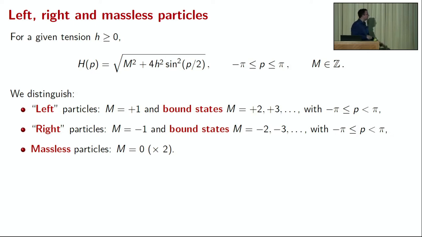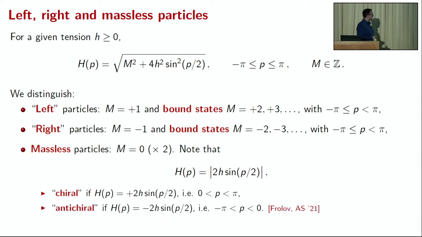And then I can have particles with m equals 0, and in fact there are two such representations. These are called massless because this dispersion does not have a mass gap anymore when m is equal to 0. And here I have to be a little bit more careful because the dispersion now does not have a mass gap and it's not analytic anymore. It's not analytic around p equal to 0. So it's actually important to distinguish the case in which you are on one branch or on the other branch of this dispersion relation. In particular, I will call chiral if I am on the one branch and anti-chiral if I am on the other branch.